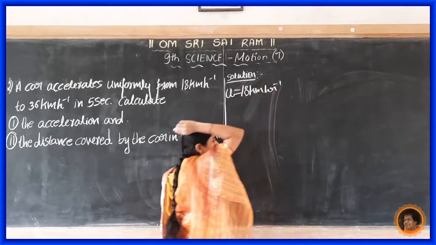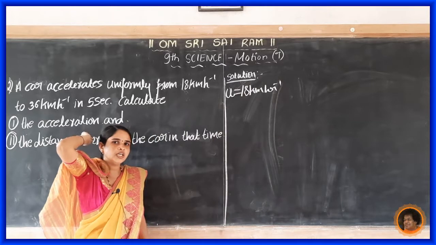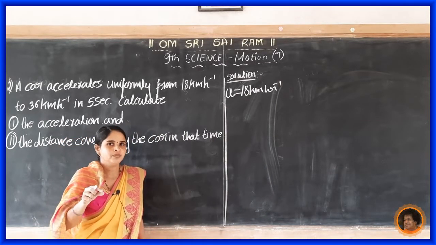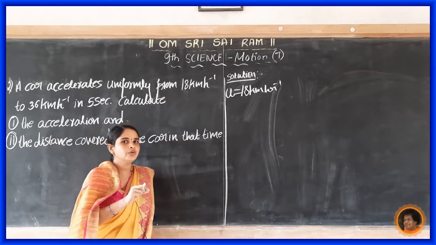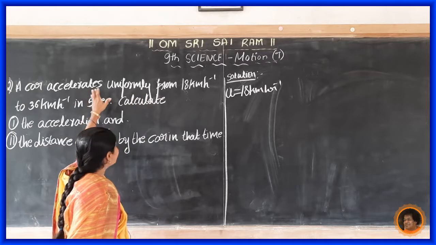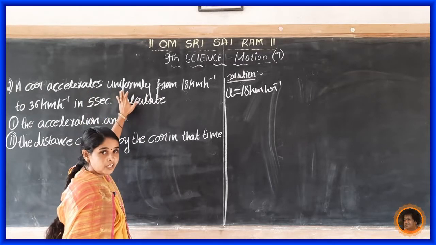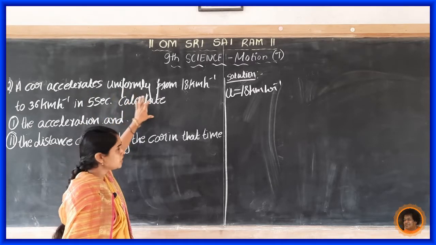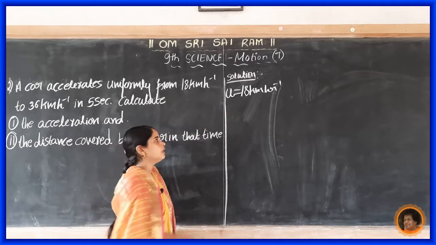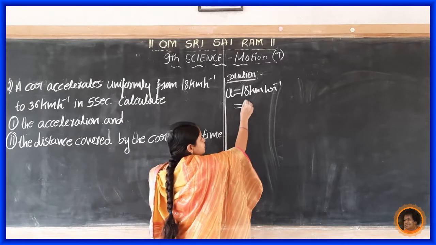In the previous problem, initial velocity equals 0 because the train was at rest. But here the car accelerates, that means it is moving. Its initial velocity u equals 18 kilometer per hour. Convert this into meter per second.